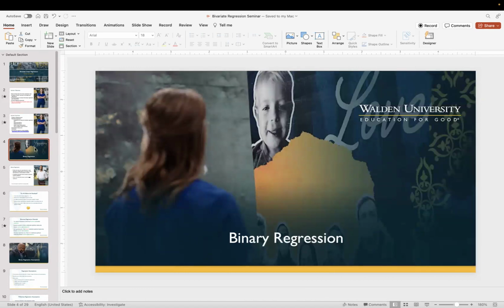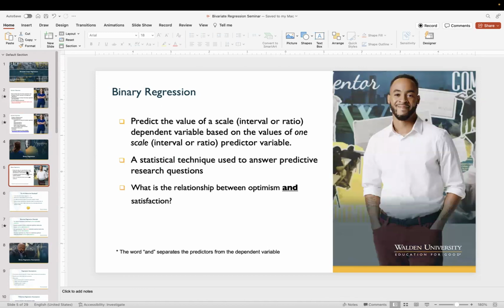Binary regression. What is this test all about? What are we doing? When we say that we're going to do binary regression, the first thing that we need to understand is that we're getting ready to predict something. And what we're going to predict is the value of some variable. But that variable, remember, is going to have to be a specific scale of measurement.